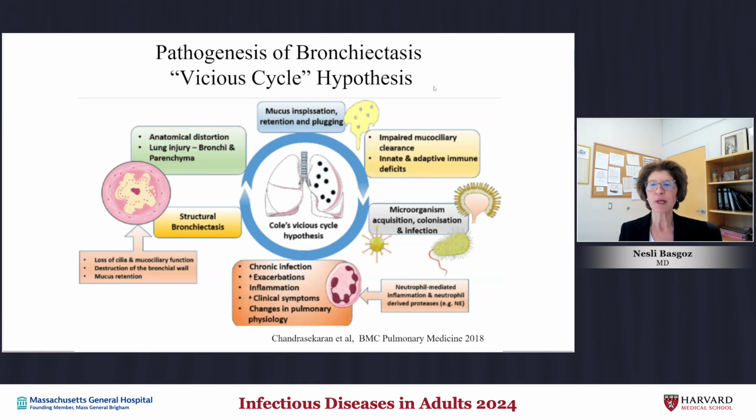So over here, impaired mucociliary clearance and innate and adaptive immune defects, which may contribute, colonization with microorganisms that contribute to bronchiectasis, not only neutrophil-mediated, but in some conditions, eosinophil-mediated inflammation. And all of this leads to chronic infection, but also periods of exacerbations of infection. Over time, there's loss of cilia and mucociliary function and destruction of the bronchial wall, and that leads to more mucus retention and lung injury and inspissation of mucus.